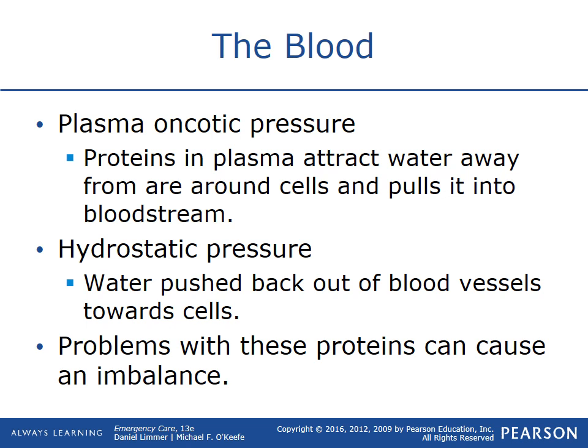Hydrostatic pressure is water pushing back out of the blood vessels towards the cell. So if there's too much hydrostatic pressure, water is going to be pushed out of the blood vessels, and somebody might have edema or swelling and less water in their vessels. Any problems with the proteins in the plasma can cause an imbalance of pressure. So oncotic pressure attracts water away from our cells and pulls it into the bloodstream. Hydrostatic pressure pushes it back out.